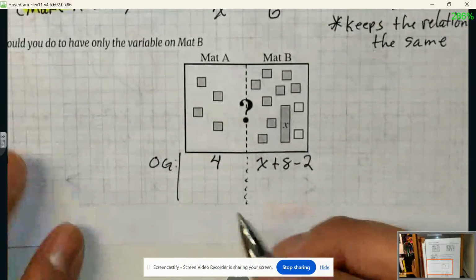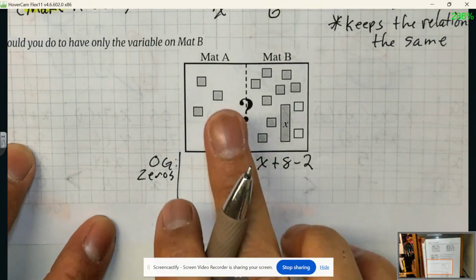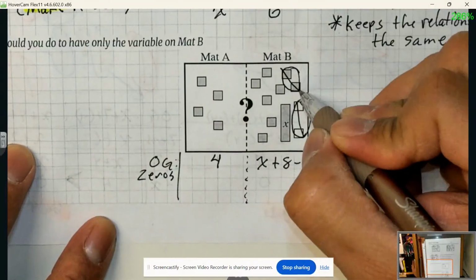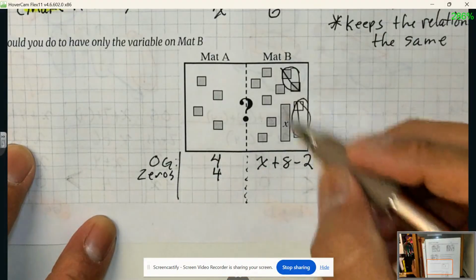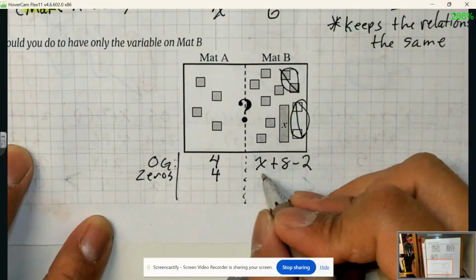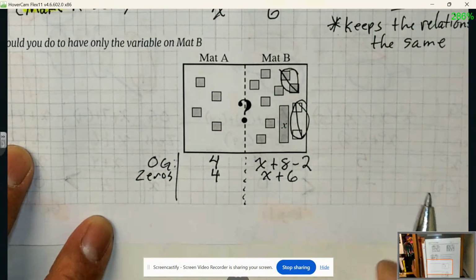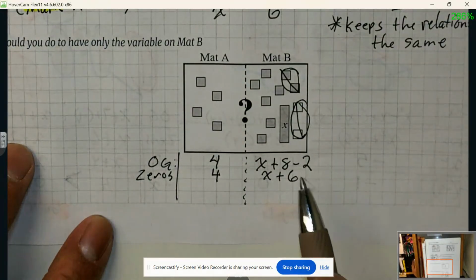All right, so our 0 pairs, nothing on the left, but on the right we have negative 2, positive 2, leaving us 4 and x plus 6. Okay, so we basically combine those two like terms, 8 and negative 2, to get 6. Okay, that's what we're doing off the tiles.